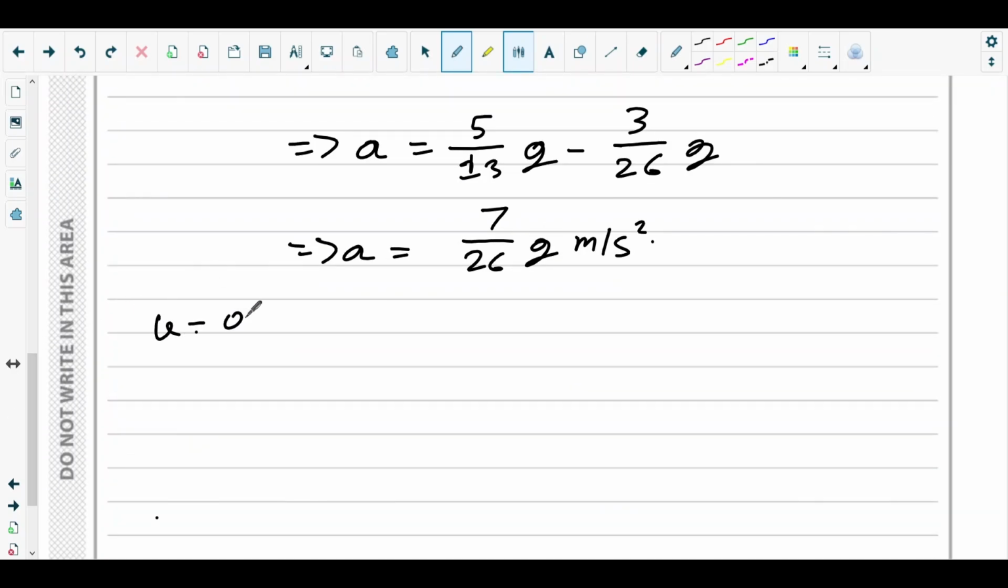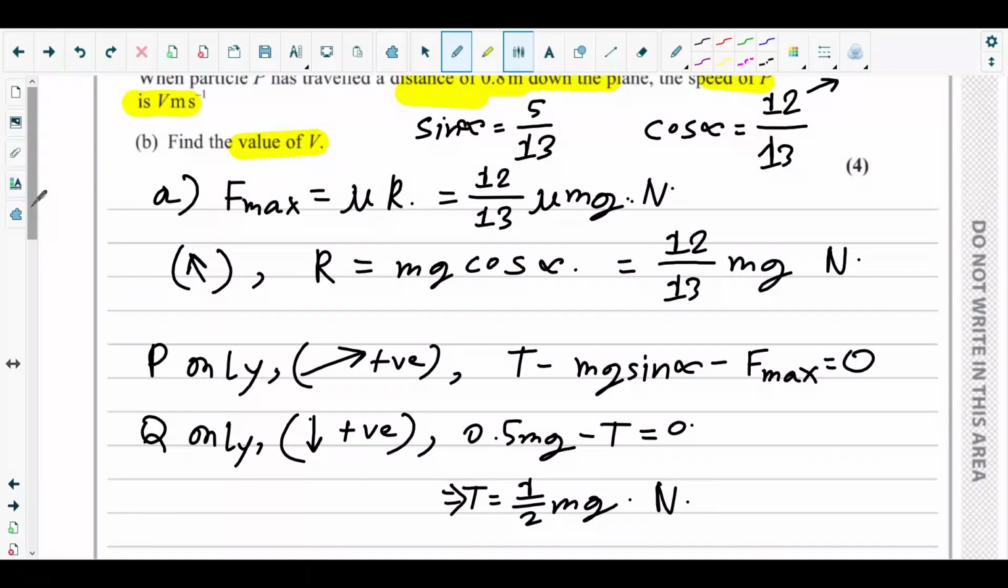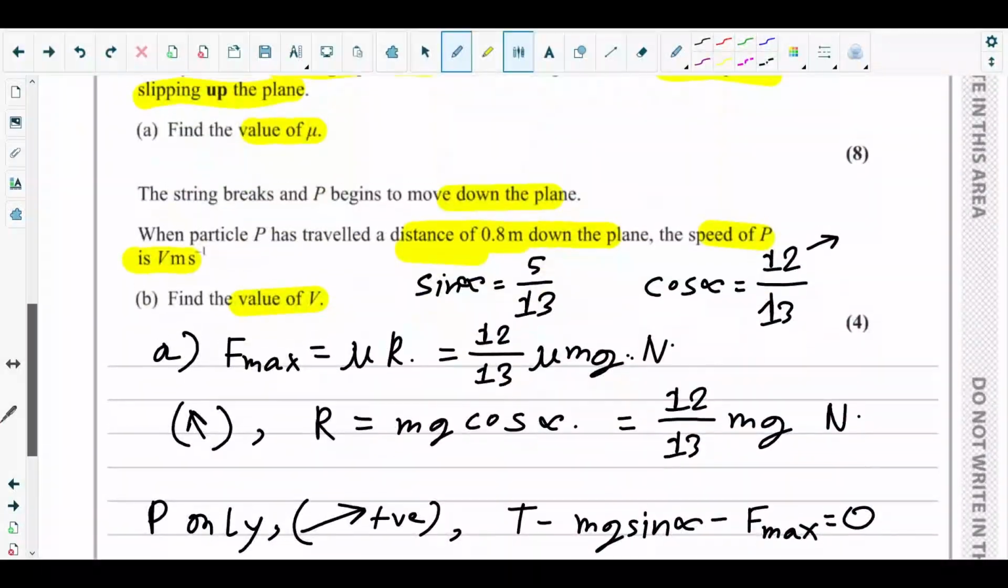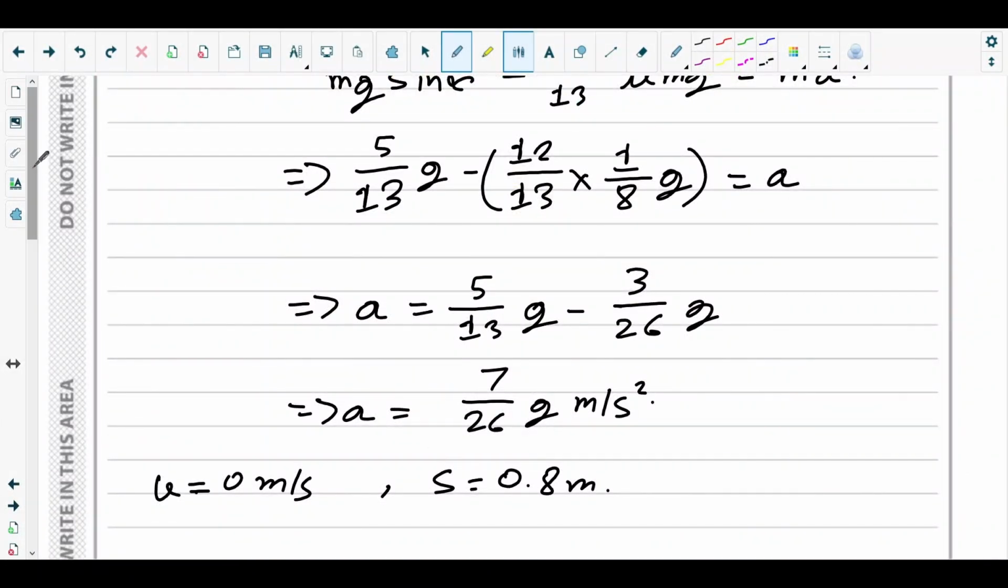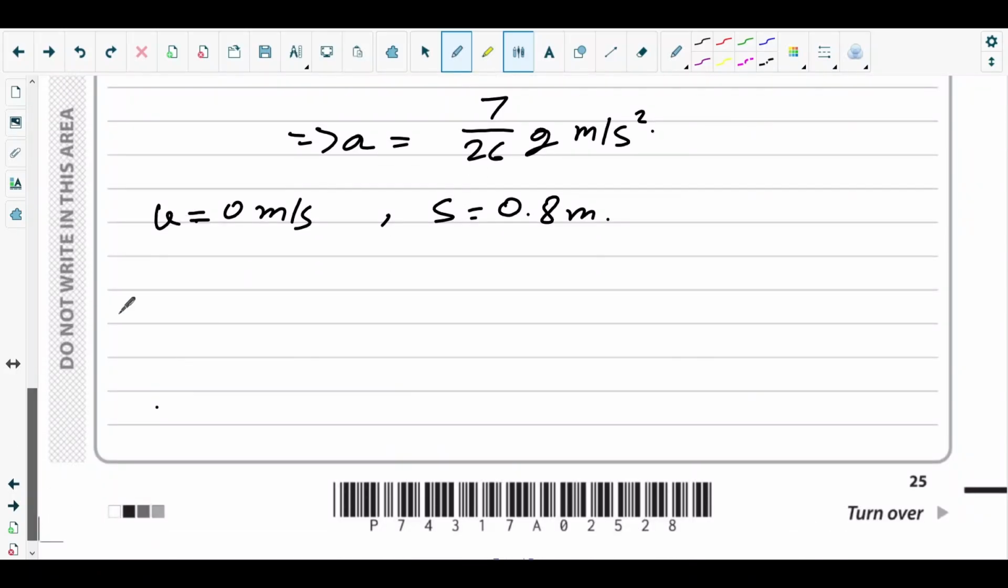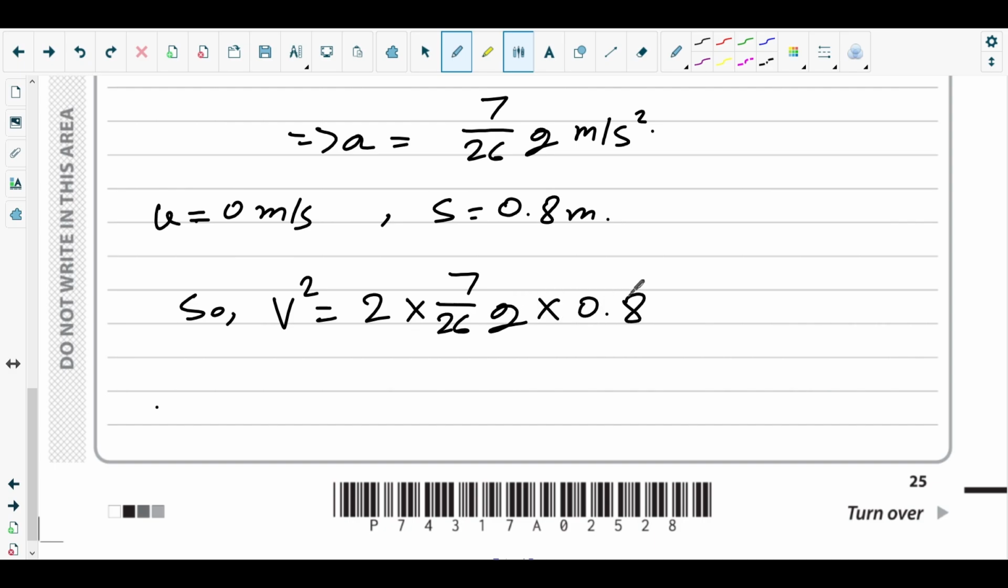So initial velocity is 0 meter per second. We got the initial velocity. We know the acceleration. We know the distance. This is how much? 0.8 meter, right? Is it 0.8 meter? Exactly. This is 0.8 meter. Now we need the value for v. So we will use this formula: v square equals u square. u square is 0, plus twice of a, which is 7 over 26 g, times s, which is 0.8.